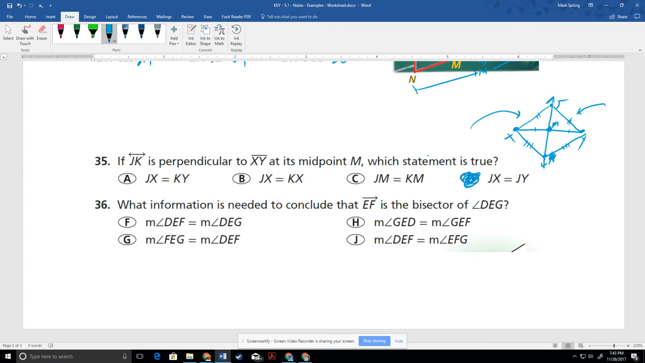All right, what information do you need to conclude that EF is the bisector of DEG? Well, again, if we just sketch this out, we get D, E, G, and then EF, we're just checking to see if it's the bisector. It's not drawn great, but okay. So in other words, we need the measures of angles DEF and FEG to be the same. So if I look for FEG and DEF, it looks like that one, right? In other words, if FEG, this angle, has the same measure as FED or DEF, this one, then it looks like G. All right, awesome.